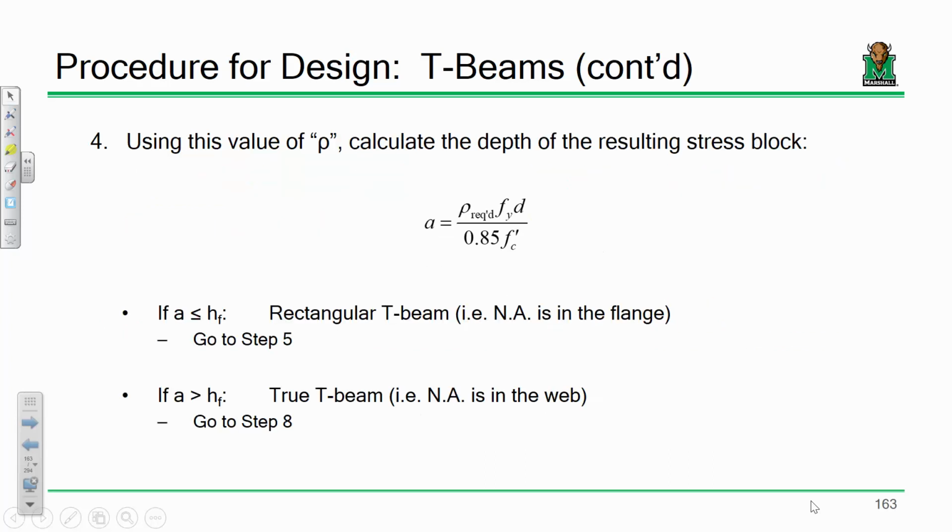And then we take that rho value and we say, well, if we put that much reinforcement into the beam, how deep would our stress block be? And so we assume it's a rectangular cross-section or a rectangular T-beam, and then we immediately verify it in the next step. So if we have a rectangular T-beam, we just go As equals rho b d and determine our steel. It's pretty straightforward. If not, if this assumption is invalid, then we skip forward a few steps and go to step 8.